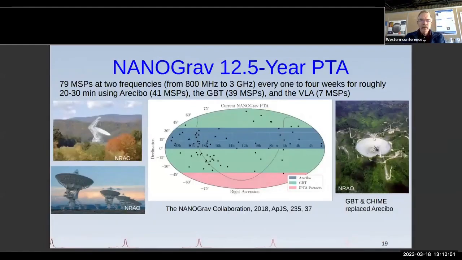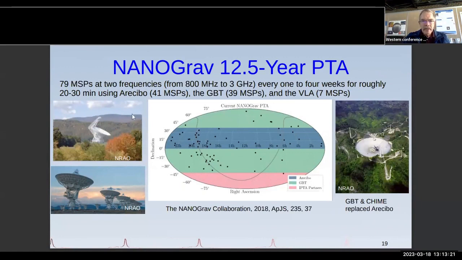we were going to look at the NANOGrav pulsar timing array. So the 12.5-year data is what's publicly released right now. The 15-year data should be available soon, but the 12-year data is what I used. NANOGrav has 79 millisecond pulsars, and they're collecting from roughly 800 megahertz up to 3 gigahertz. And they try to collect once a month or so. And each collection is about 20 to 30 minutes.